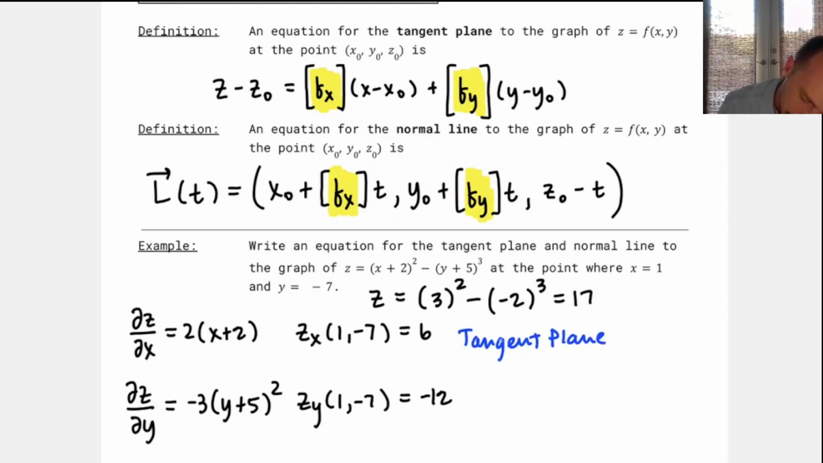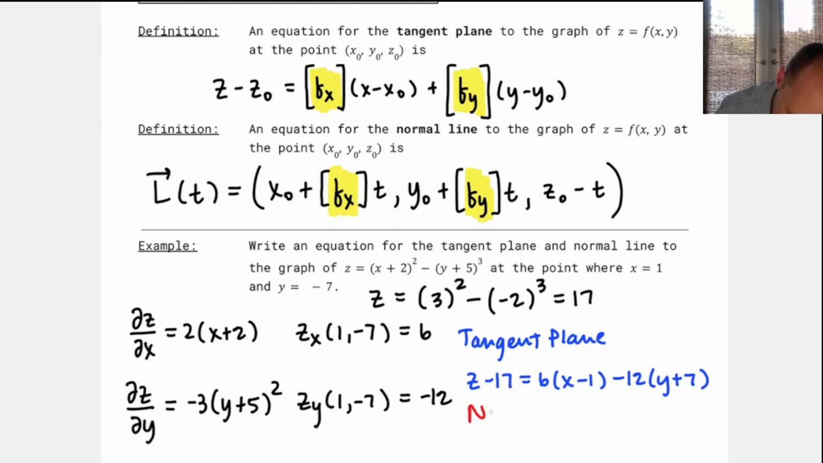So the equation of my tangent plane is going to be, I could start with z minus z0: z minus 17 equals z_x, which was 6, times (x minus 1), plus z_y, which was negative 12, times (y minus negative 7). So that's a good solid example of writing an equation for a tangent plane.